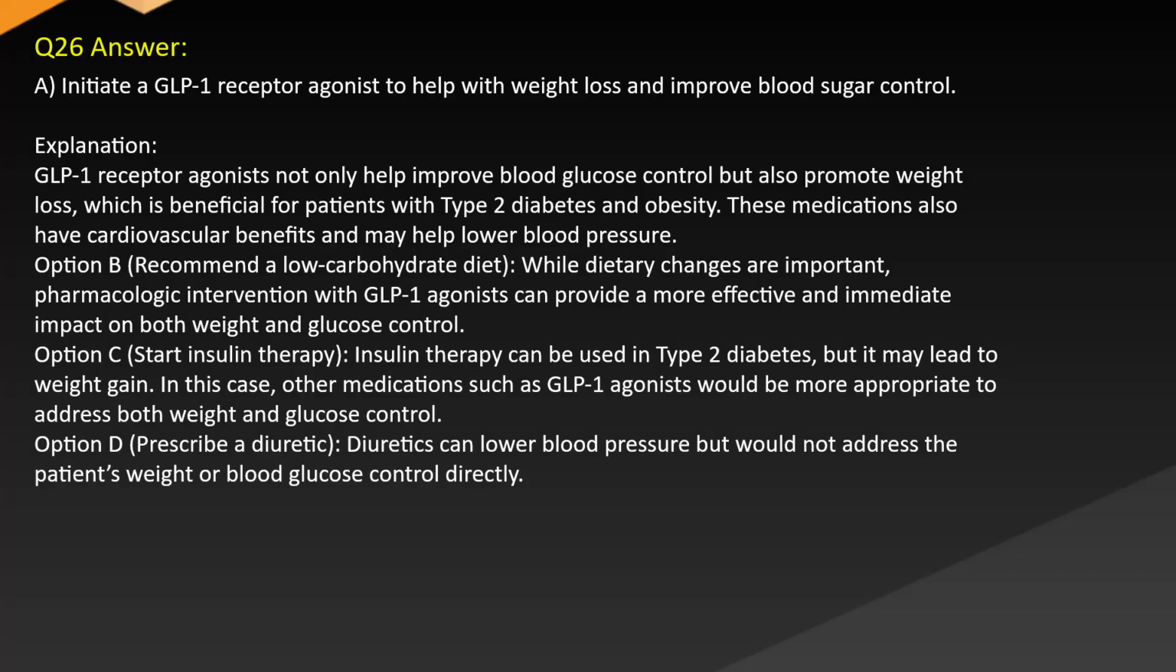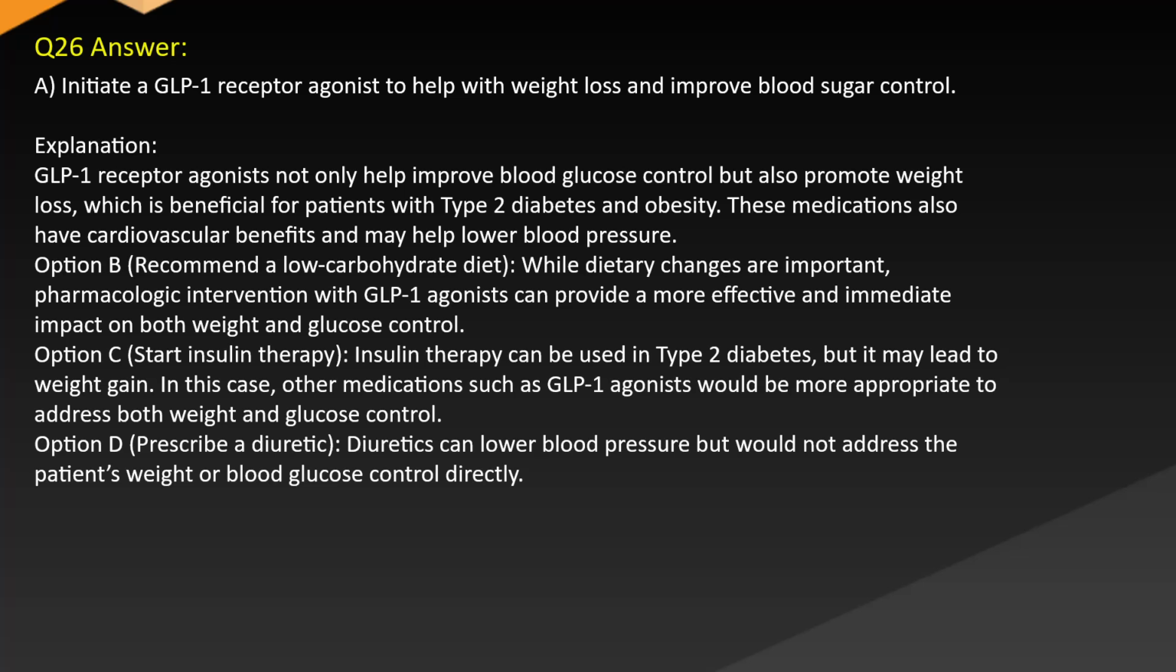Option B. Recommend a low carbohydrate diet. While dietary changes are important, pharmacologic intervention with GLP-1 agonists can provide a more effective and immediate impact on both weight and glucose control.